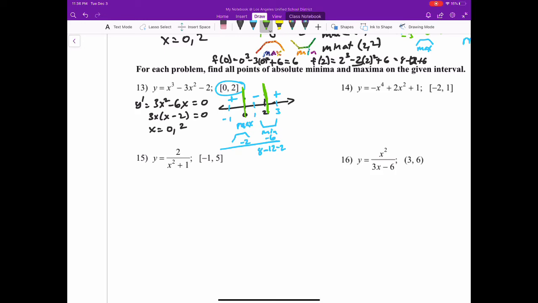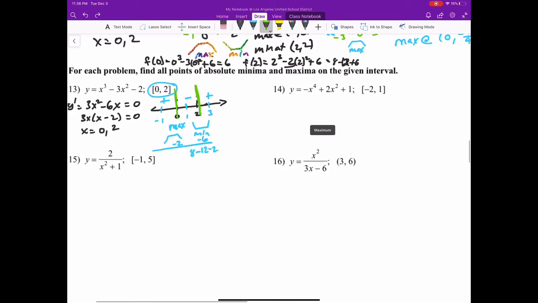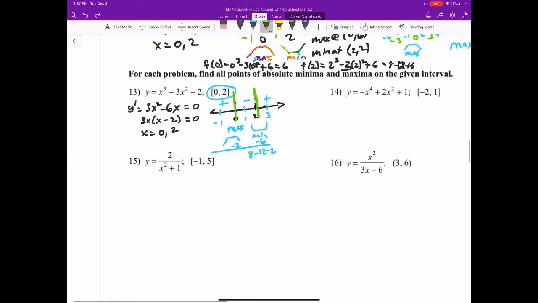So that's it. Our maximum is going to be negative 2, and our minimum is going to be negative 6. And write that: max is at 0, comma, negative 2, and our minimum is at 2, comma, negative 6. Okay.